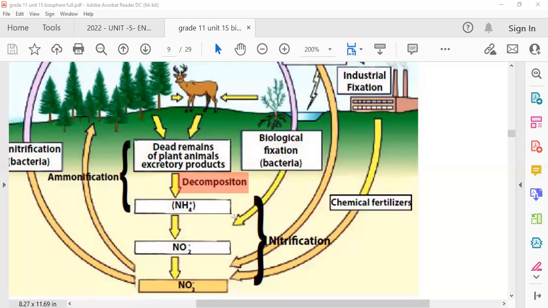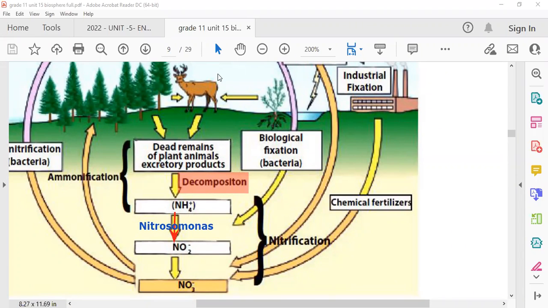NH4 plus is converted to NO2 minus by microorganisms. I am speaking about this process. NH4 plus is converted to NO2 minus. It is done by a particular bacteria called Nitrosomonas. It is the bacteria's name, Nitrosomonas.